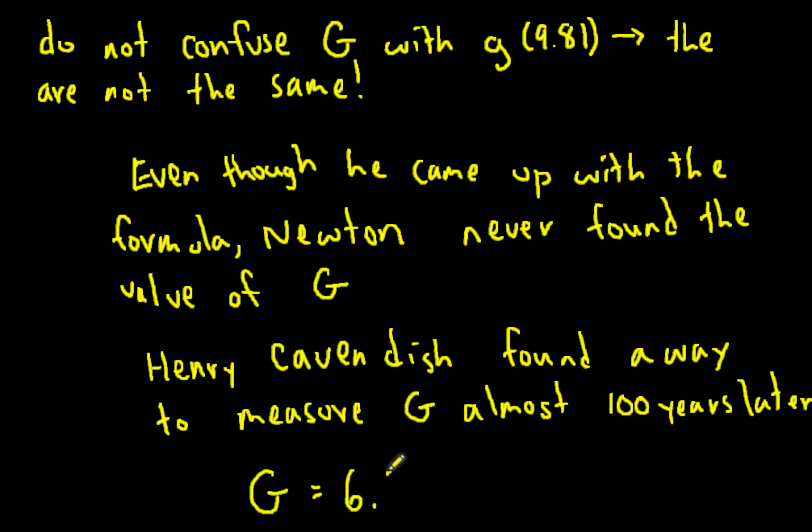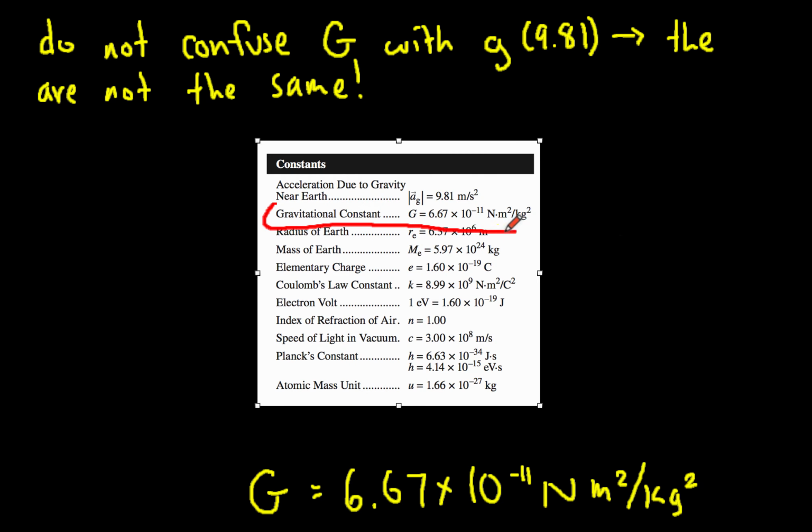G is equal to 6.67 times 10 to the minus 11 newton meters squared per kilogram squared. Don't let the unit throw you, it's just a unit. This constant is found on your formula sheet under the constant section.